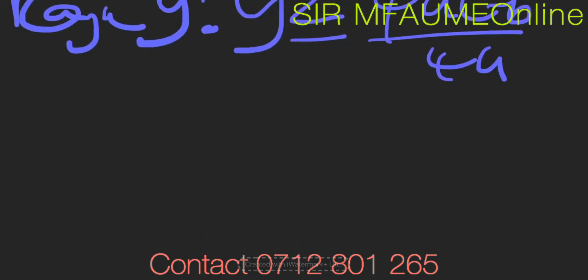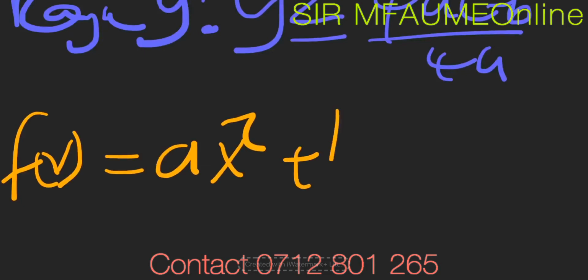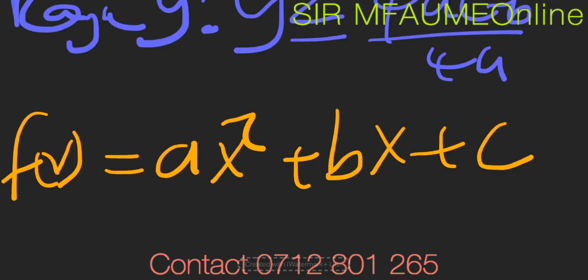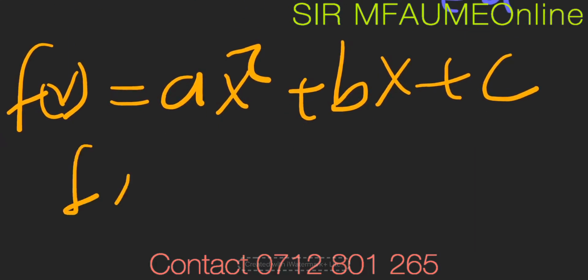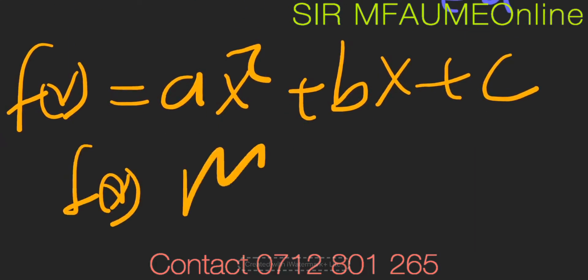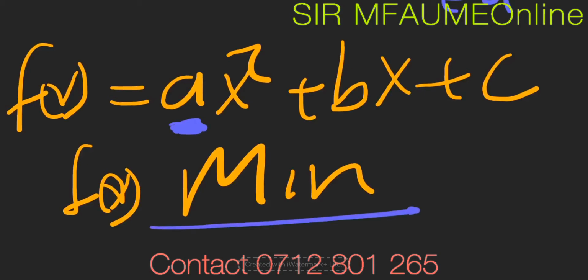Assume you have a function f of x equals ax squared plus bx plus c. This function provides the minimum value. Why do I say this is a minimum value? Because when you look at the coefficient of x squared, this a is positive.